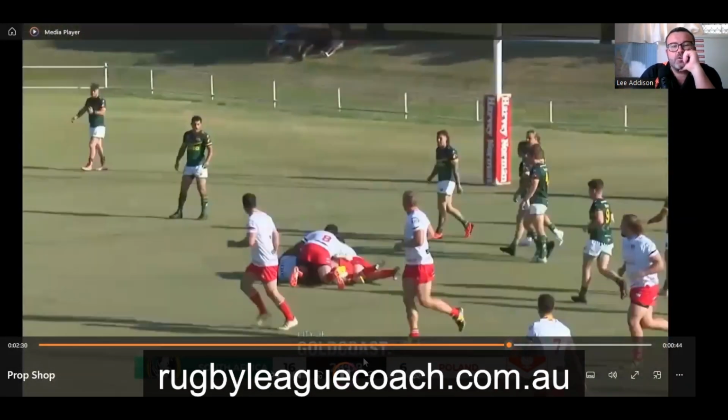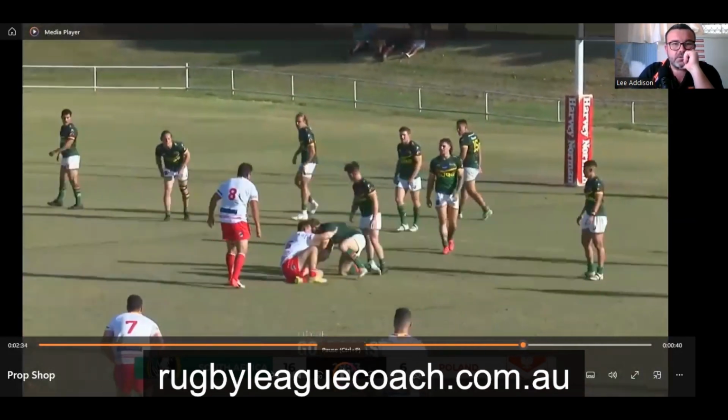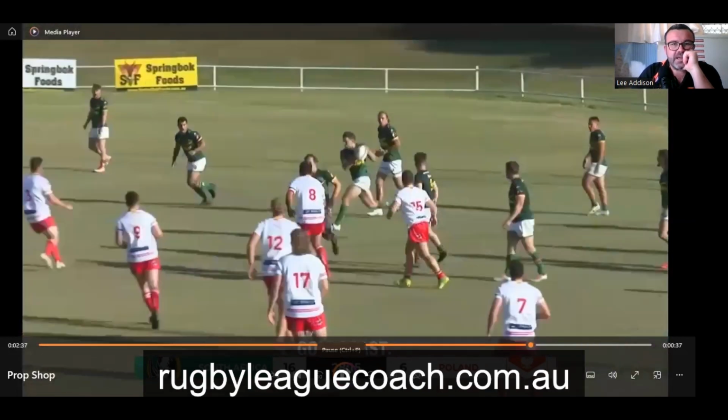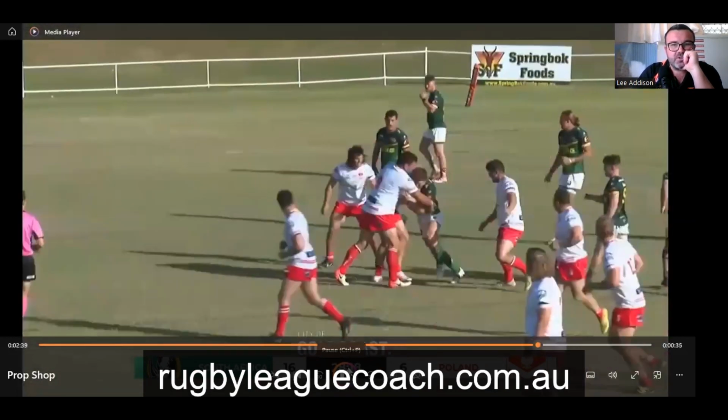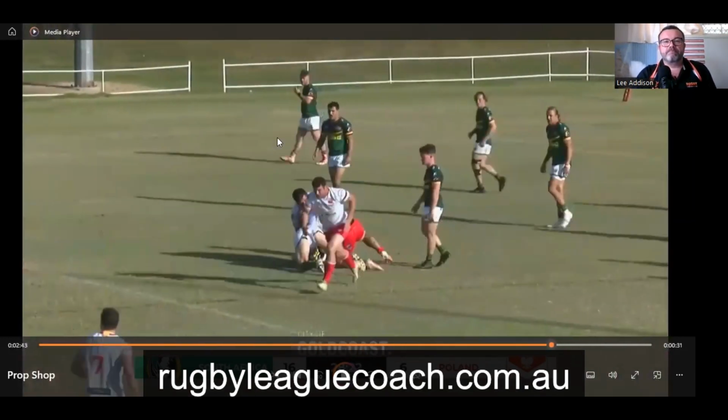Poland again defending. Good collision from the middle. No problems there. James folds into the line. That's good. A couple of other middles there doing some great work to ruck control.